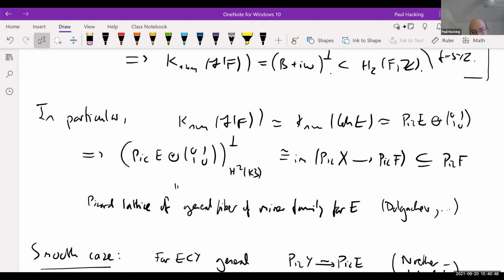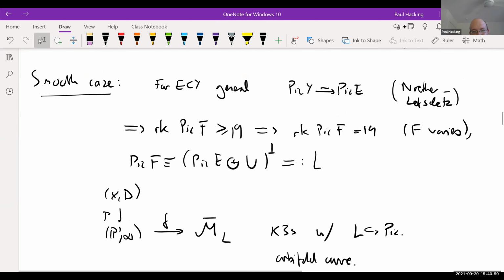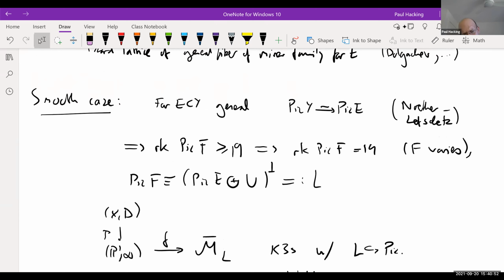Okay, so yeah, let me just quickly say how this works in the smooth case. If we have a smooth Fano threefold and a K3 section, then I believe we have some sort of Noether-Lefschetz theorem that the map on Picard groups is an isomorphism for general Y and E.